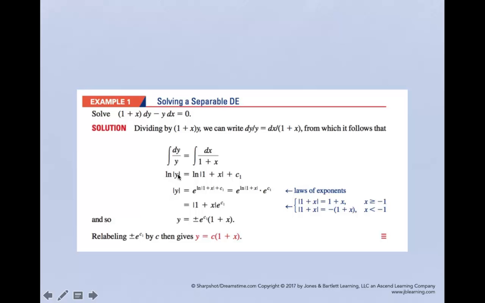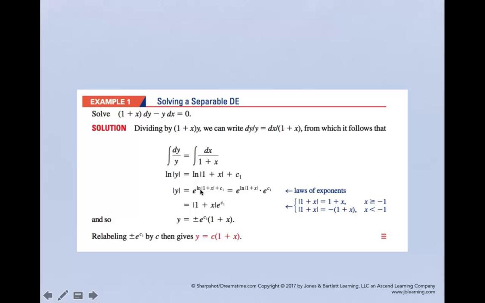E raised to the natural log of any quantity just is that quantity. So it basically gets the quantity y back. And then on the right hand side, we'll have this entire thing in the exponent of the exponential e. And then remembering some of the rules of exponents, that the exponent raised to a sum is the product of the exponent raised to each component of the sum.